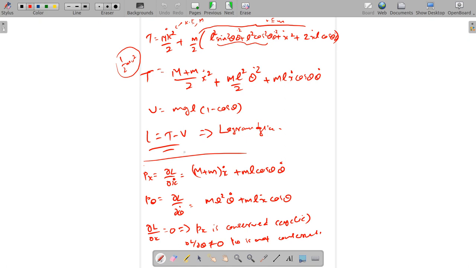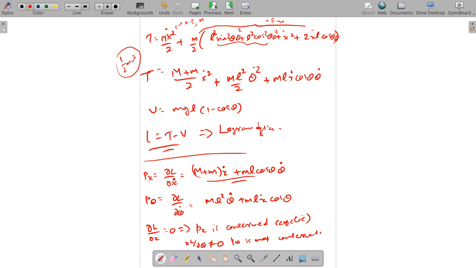Take the partial derivative, you will get there is a x dot here, m plus m x dot, and the 2 and 2 will cancel off, and there is a x dot here, so that will give you ml cos theta dot. So this is the Px and P theta. Find out what is P theta. There is a theta dot here and theta dot here, that will give you ml square theta dot. That is the first term, and the second one will give you ml x dot cos theta.